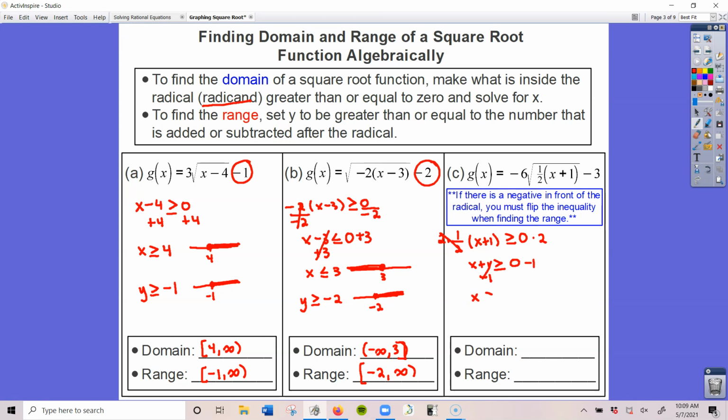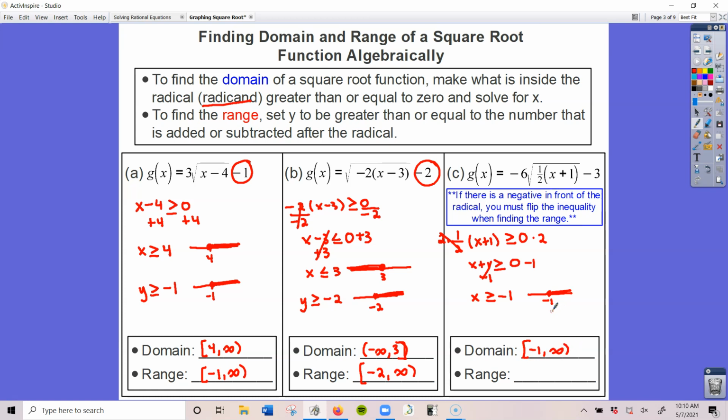So x has to be greater than or equal to -1. So -1 is included, and it's all the numbers to the right. So the domain would be starting at -1 to infinity.